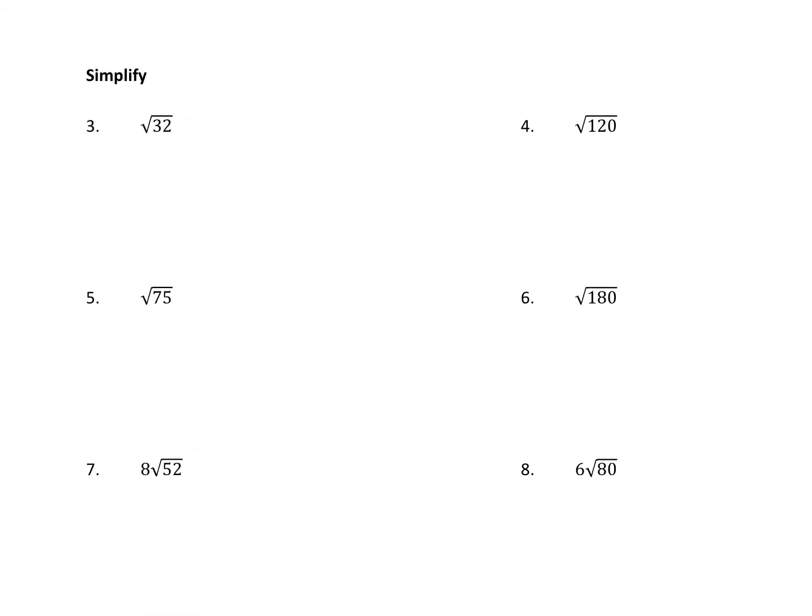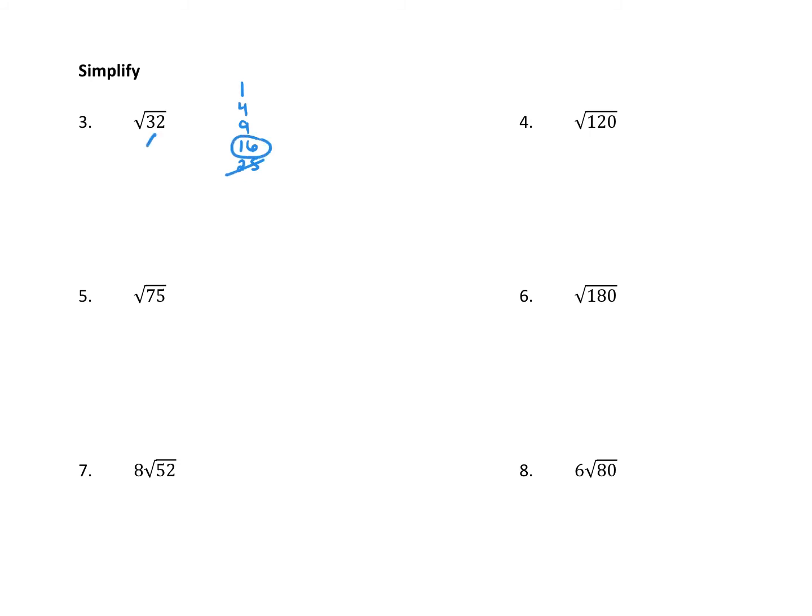Let's try a couple more examples. So here I'm looking at 32. Again, I'm going to list my perfect squares. So 1, 4, 9, 16, 25. So 25 does not go into 32, but actually 16 does go into 32. So 32 is going to be 16 times 2. So I have the square root of 16 times the square root of 2. The square root of 16 is 4. So the square root of 32 is going to simplify to 4 square root 2.